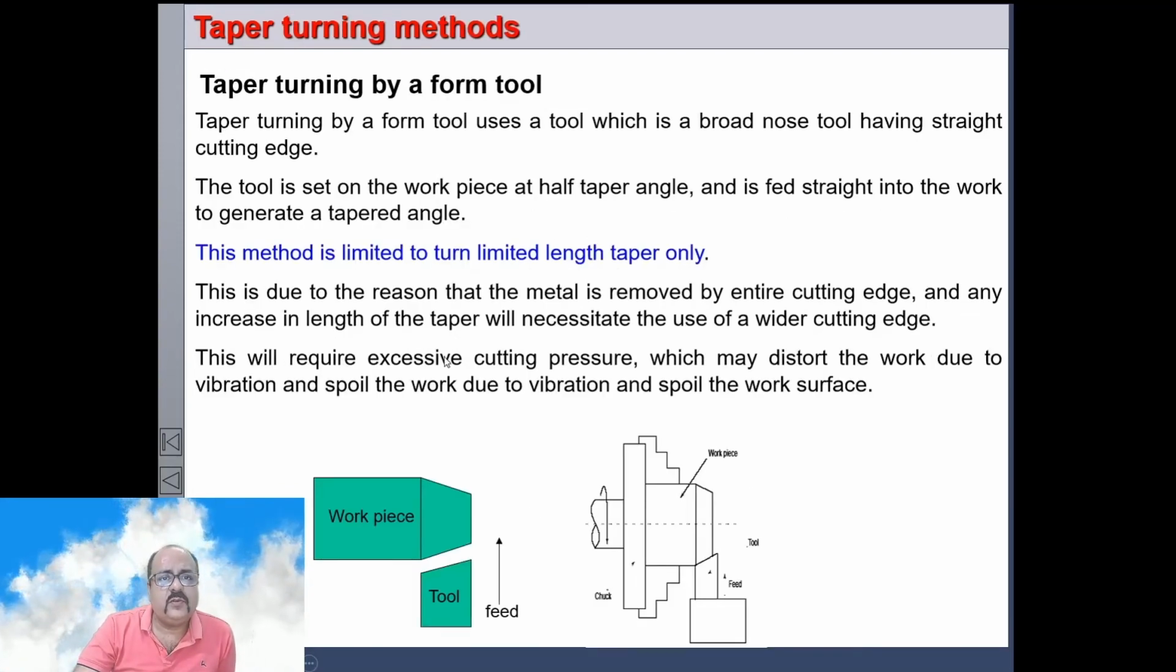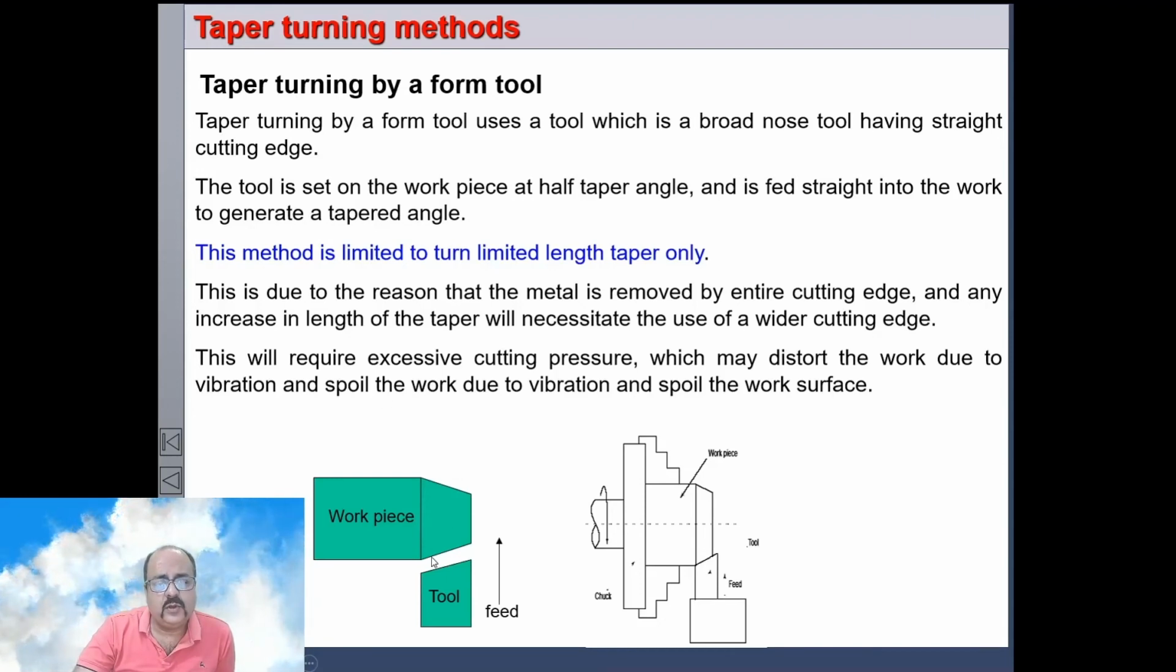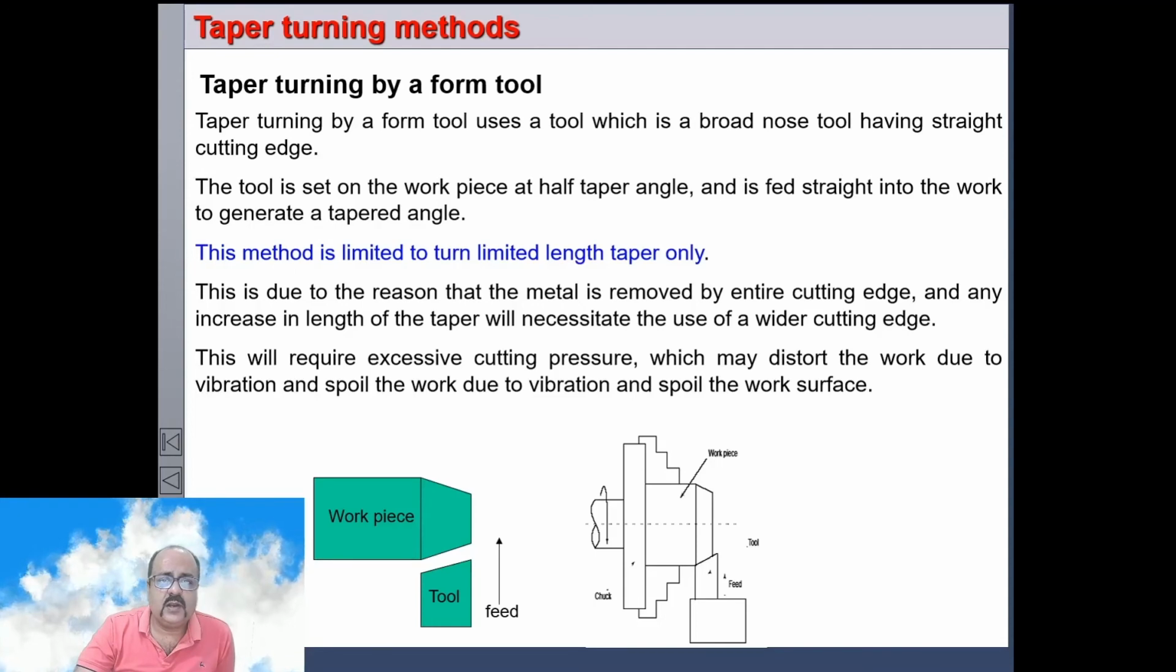A form tool is basically any tool whose shape is reproduced on the workpiece. If we want to cut a small taper over a very small length, we can use the taper turning method by form tool. You can use the form tool and press it directly perpendicular to the axis of rotation, and the shape of the tool is reproduced on the workpiece to generate a taper of very small angle over a very small length. That is called taper turning by form tool. This method is limited to turning a limited length of taper and a limited angle of taper.